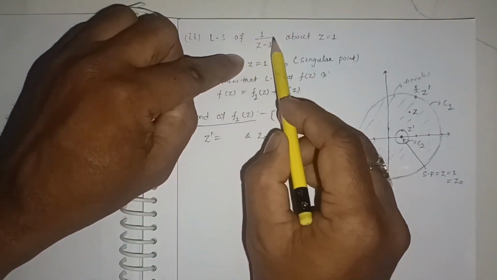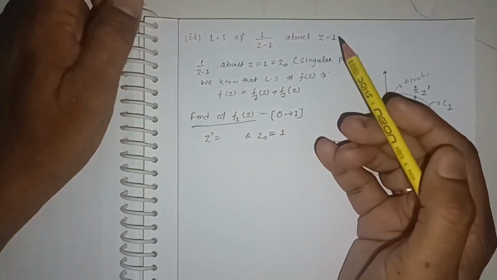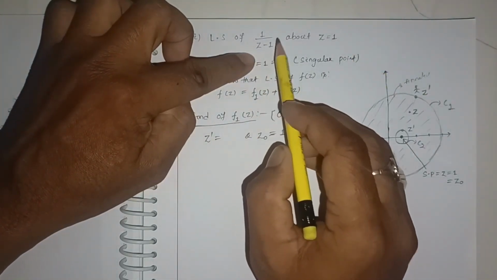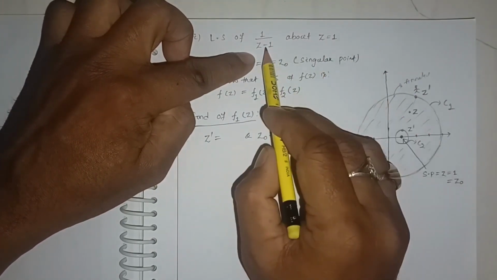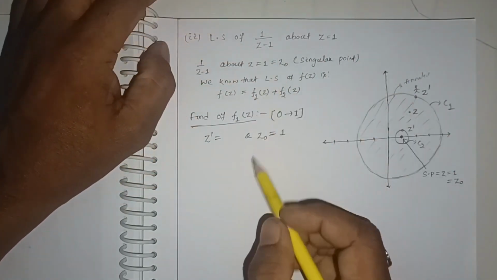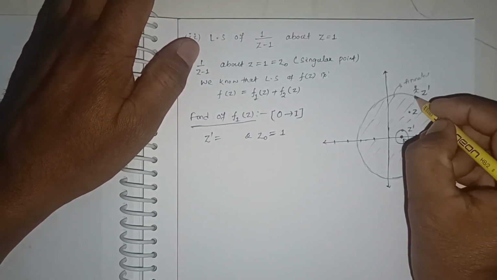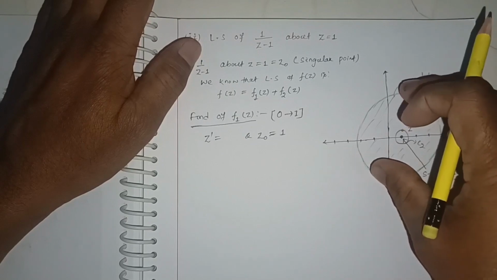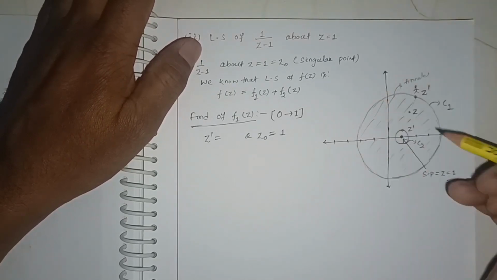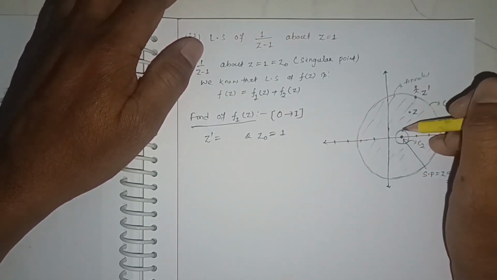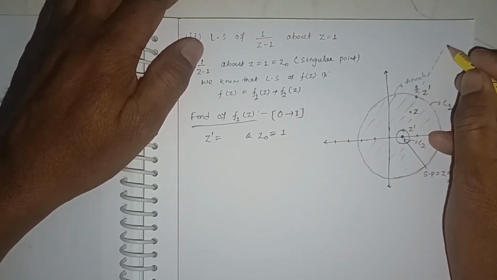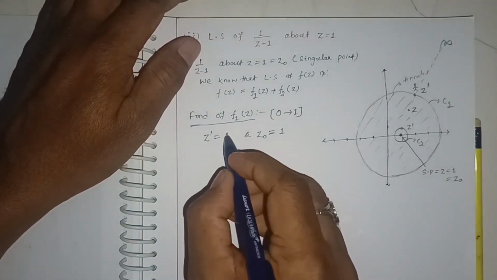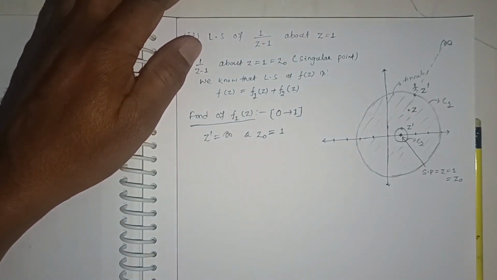For this function, except at z equal to 1, at all points the function is analytic, because z equal to 1 is the singular point for this function. So z dash can be taken here. That means the C1 circle can be this size or this size, or the radius of the C1 circle can be extended up to infinity. So in general, z dash will be considered as infinite. Got it? So z dash here will be considered as infinite.